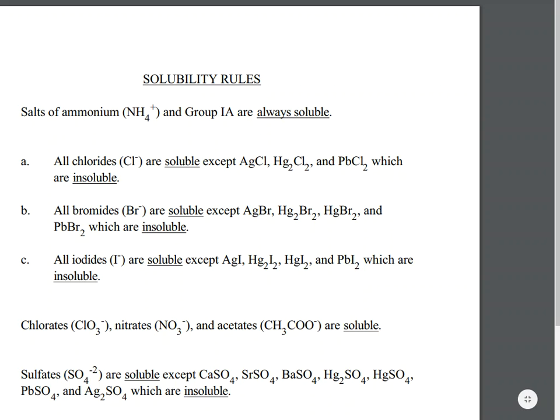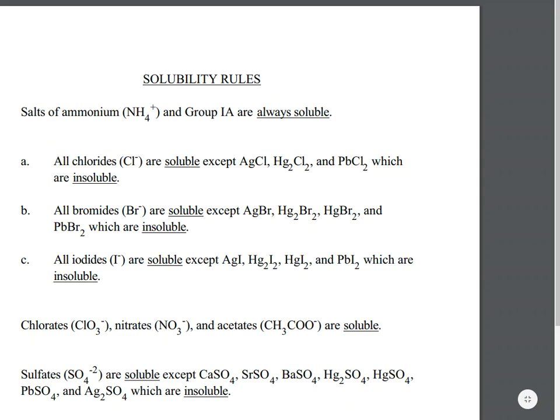All right, now, number 2. Number 2 says all chlorides are soluble, all bromides are soluble, all iodides are soluble, except for the following. For my chlorides, we have silver, mercury, and lead. For my bromides, we have silver, mercury, and lead. And then for the iodides, I have silver, mercury, and lead.